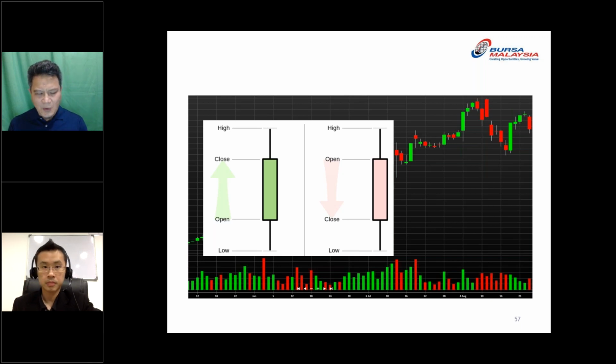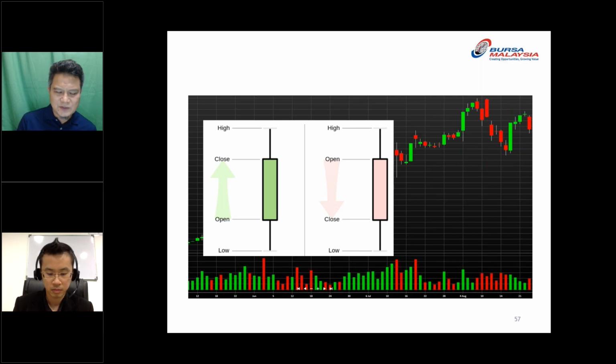When it is green or white, it means that the market is positive, which means that the close is higher than the open. When it's red or black, either we can use black or red. The original one is black, or we call it filled, which means that it is down, which means that the close is lower than the open price.